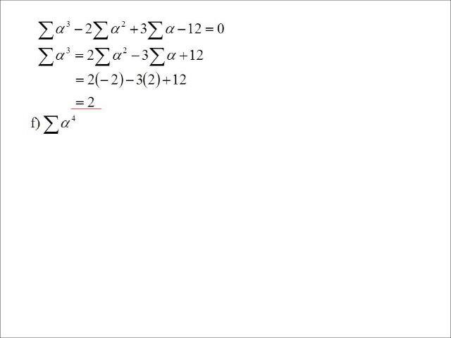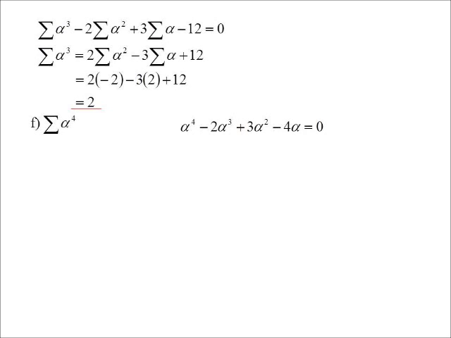So if I then had to find the sum of the roots to the power of 4, okay. Remember, we wrote down that alpha cubed minus 2 alpha squared plus 3 alpha minus 4 was equal to 0. And we know that to be true. Well, it's just an equation. So whatever I do to one side, I do to the other. So if I multiply both sides by alpha, the right-hand side is still going to be 0. But the left-hand side, I now have alpha to the power of 4 minus 2 alpha cubed plus 3 alpha squared minus 4 alpha equals 0.